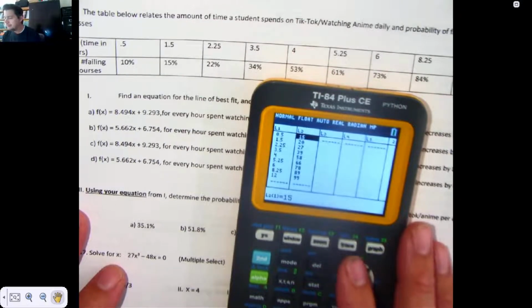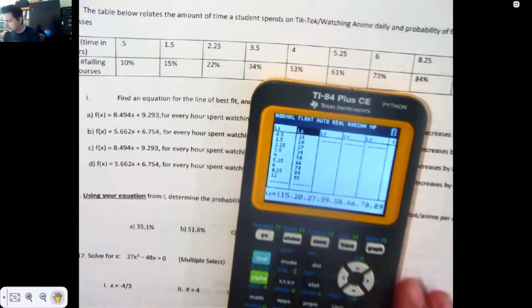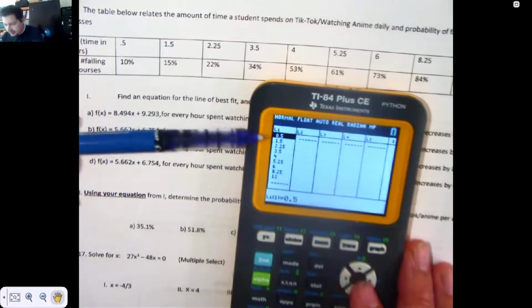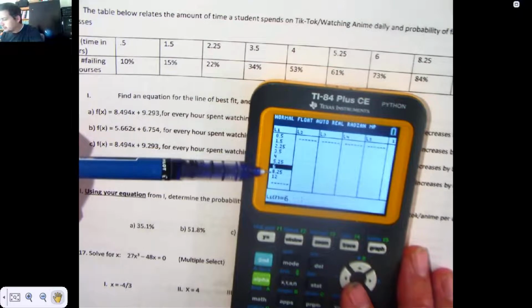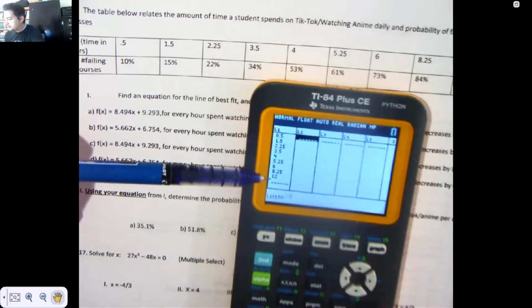Anyways, stat, edit. I've already typed everything in this one, I think. Nope, this is a different problem. You go to stat, edit. Your x is going to list 1. Your y's go into list 2.